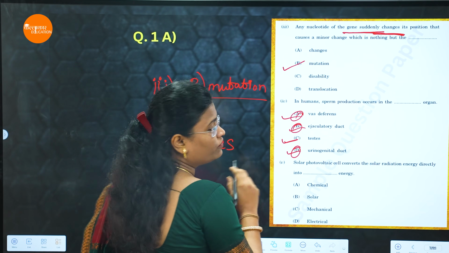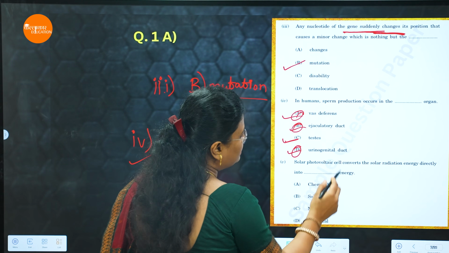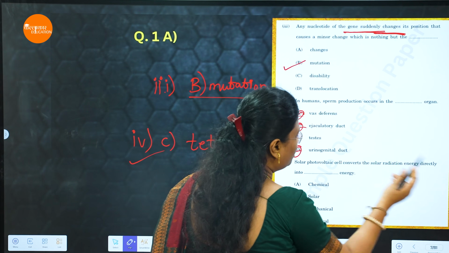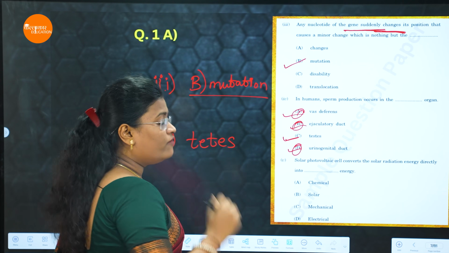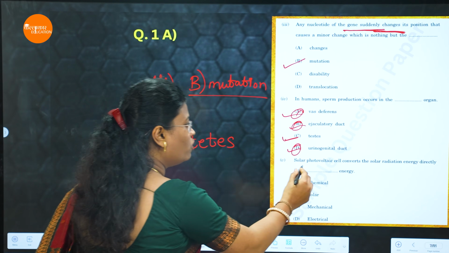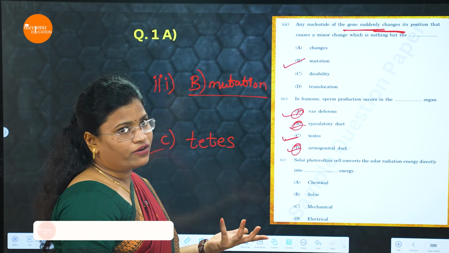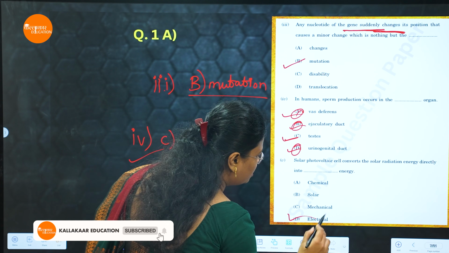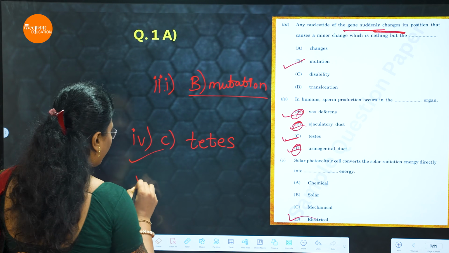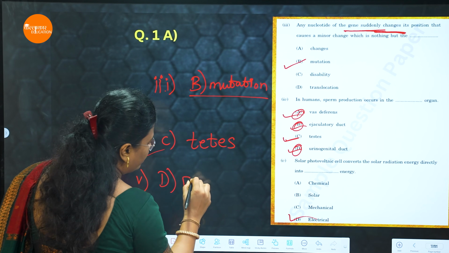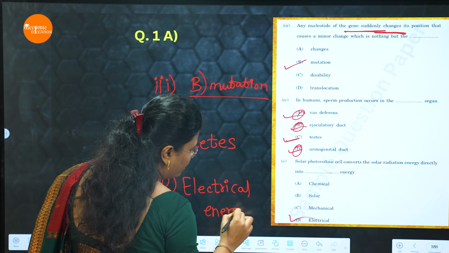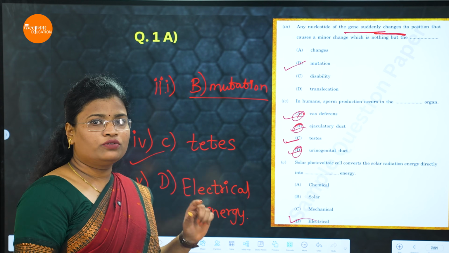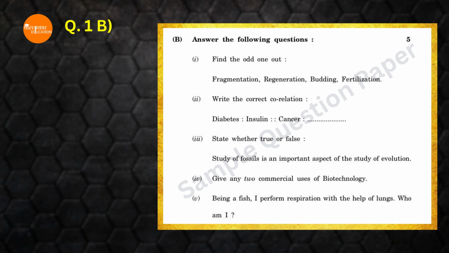Let's move toward the fifth question. A solar photovoltaic cell converts solar radiation into which form of energy? You have to identify the form of energy into which photovoltaic cells convert solar radiation. The correct answer is electrical. So how will you write it? Fifth, option D, electrical energy. This is your correct answer. According to that, you have to write all the answers. Question number 1B.